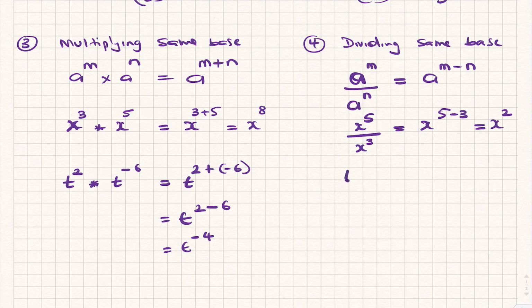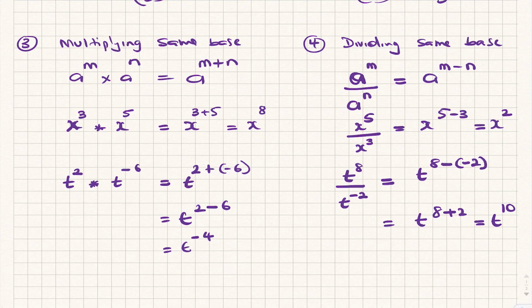If we have t to the power of 8 divided by t to the power of minus 2, that will become t to the power of 8 minus minus 2, and that becomes t to the power of 8 plus 2, which is t to the power of 10.